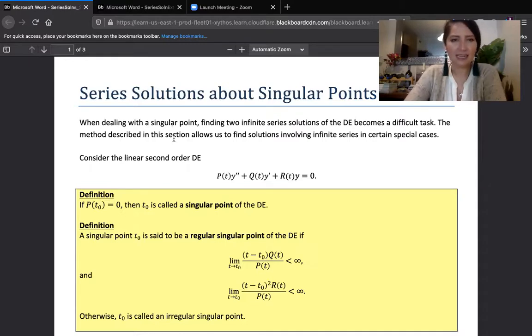They're based on a section in the Zill textbook, a very old edition of the Zill textbook. I think it's been updated since then, but it gives you some definitions, and it talks about what's sometimes called Frobenius's method, or the method of Frobenius, for finding solutions about a regular singular point.